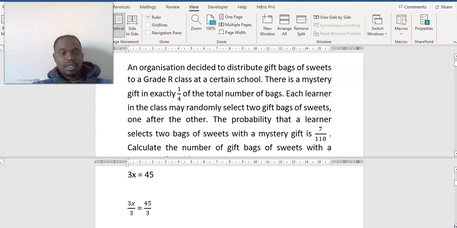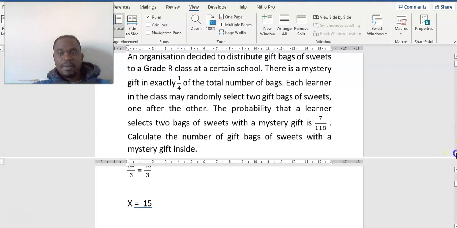Then we divide both sides by 3. If I divide both sides by 3, I'm going to get 15. So a bag with a mystery gift is going to be what? 15. Remember we said let x be the bag with a mystery gift. So we have solved the question.